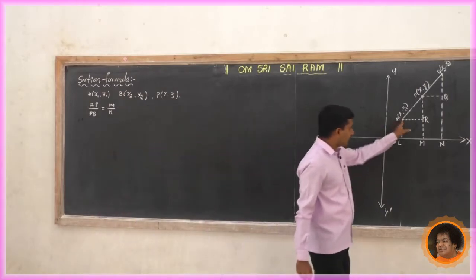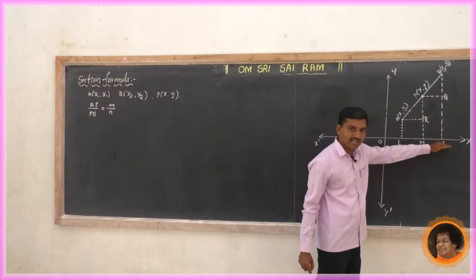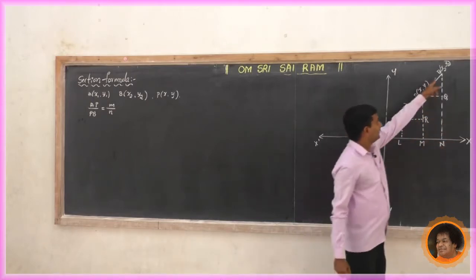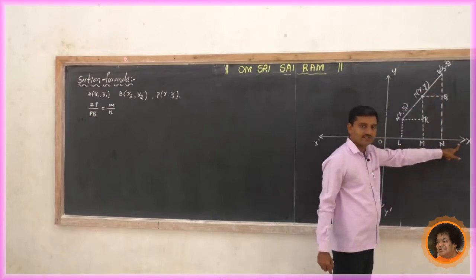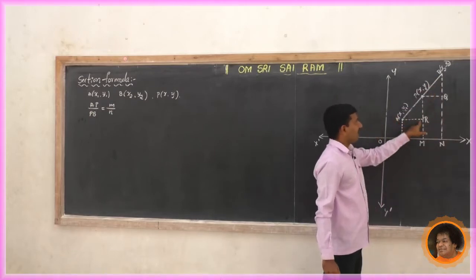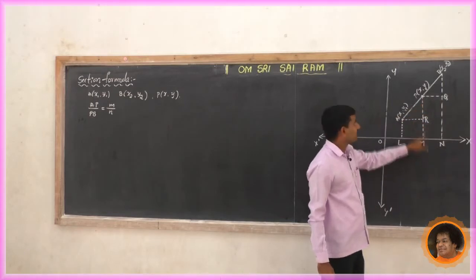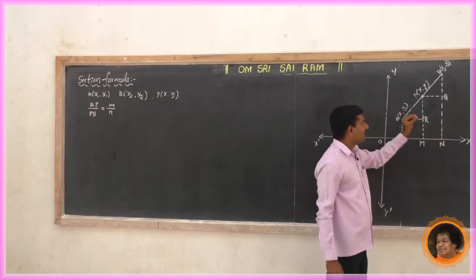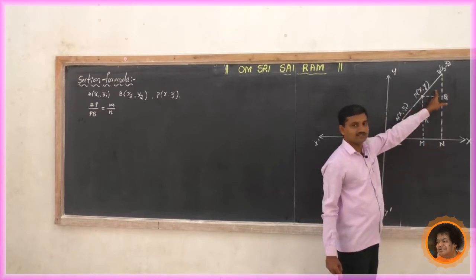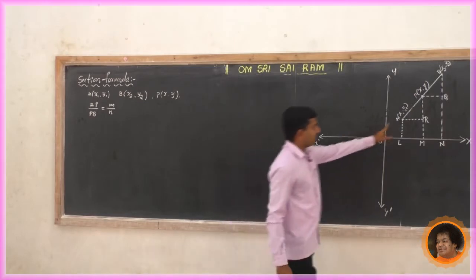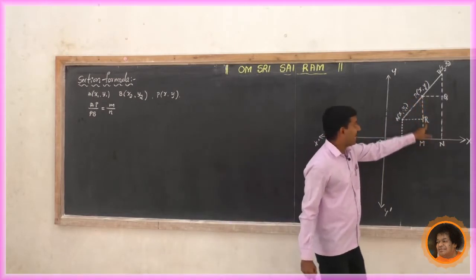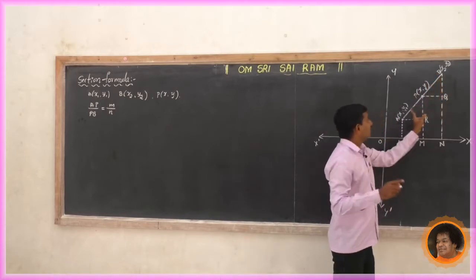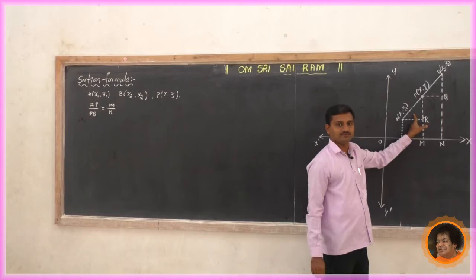So draw AL perpendicular to the x-axis and PM perpendicular to the x-axis, then BN perpendicular to the x-axis. One more thing, AR perpendicular to PM and PQ perpendicular to BN. So at that time we get these two triangles, triangle APR and triangle PBQ. Note that these two triangles are similar.